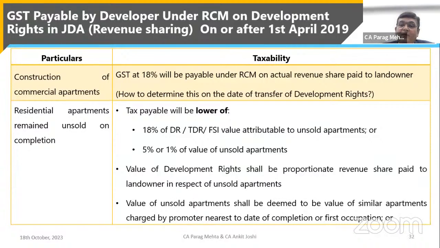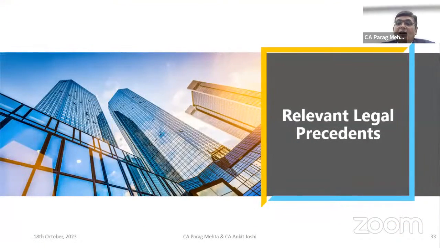So in short, if for the development rights the landowner has received 50 crores, and on the date of OC there is 10% inventory which is unsold, then the value of development rights would be 10%. 50 crores into 10% would be 5 crores, and 5 crores into 18% would be 90 lakhs. So in case of development rights in revenue share, it shall be the proportionate revenue share paid to the landowner in respect of unsold apartments. Now, friends, this was the basic difference between joint development agreements, area share and revenue share, and the implications on the landowner, the developer and the ultimate customer.